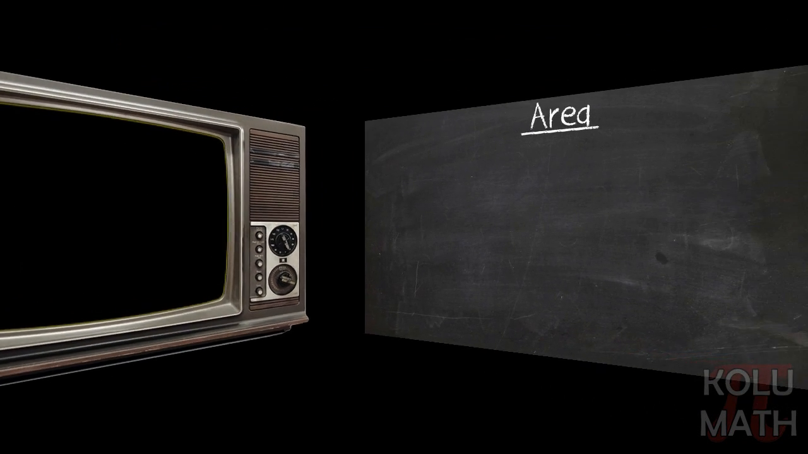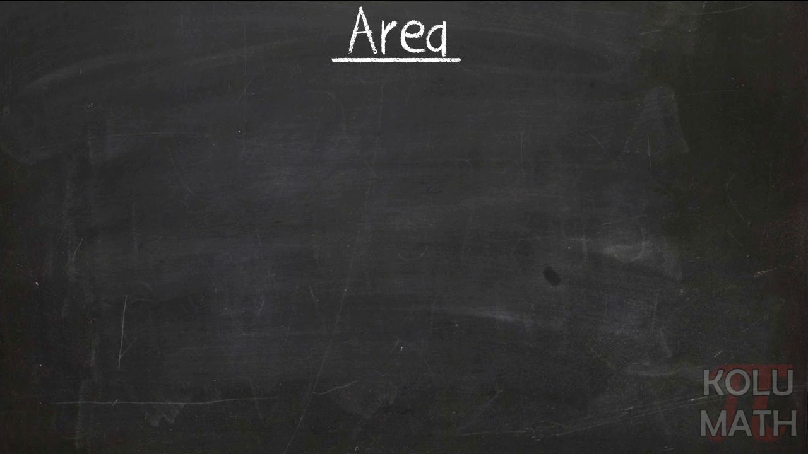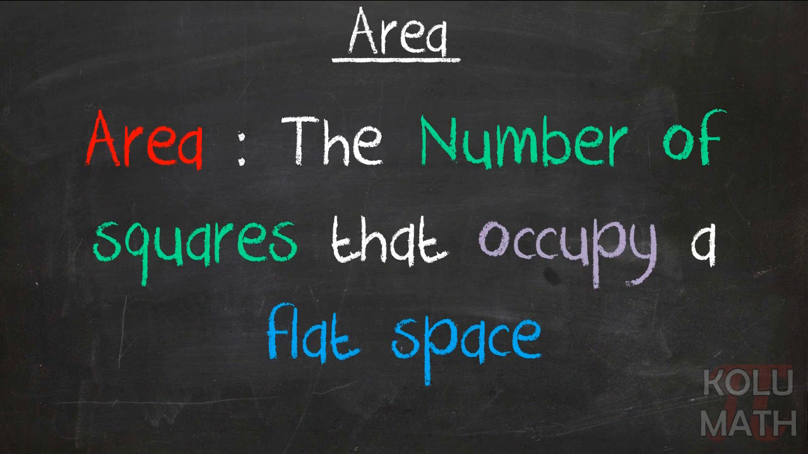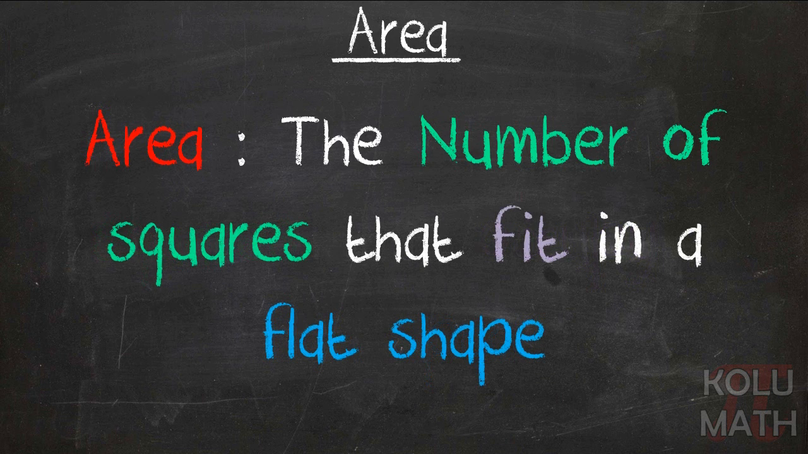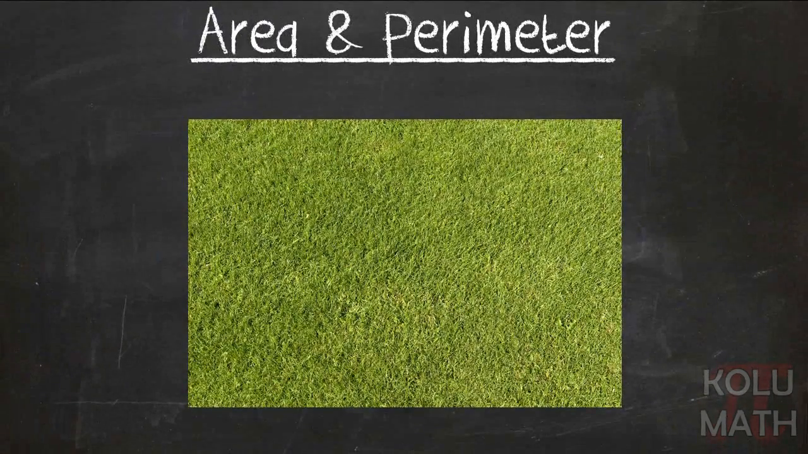So today we are going to be talking about area. A definition for area would be the number of squares that occupy a flat space. Okay? Let's friendly that up a little bit. Maybe occupy we could think of as fit, and maybe flat space we could think of as a shape. So the number of squares that fit inside a flat shape. That's not too bad. Because last time we were talking about the outside of a shape, right?